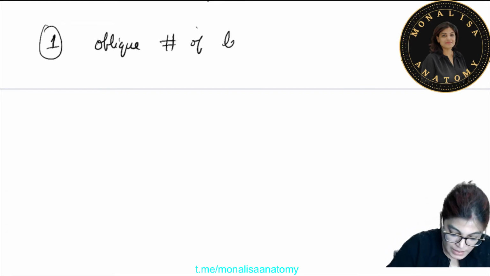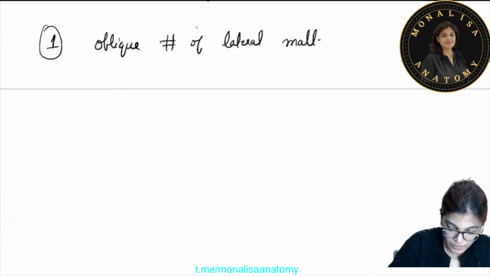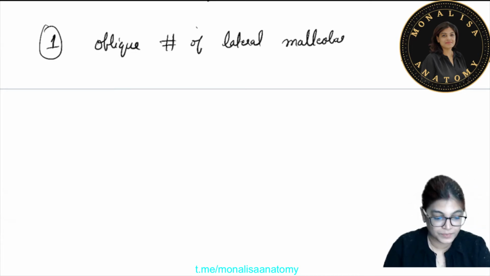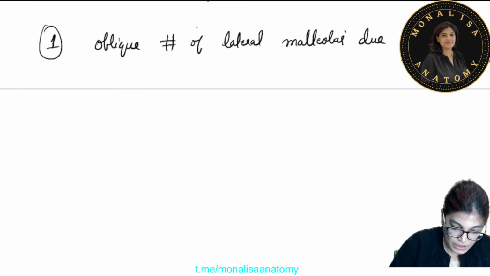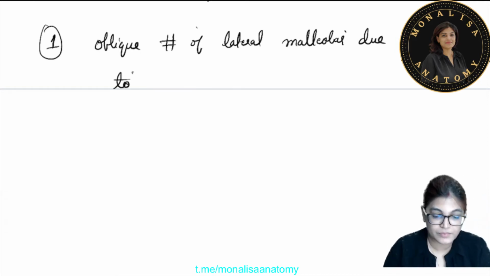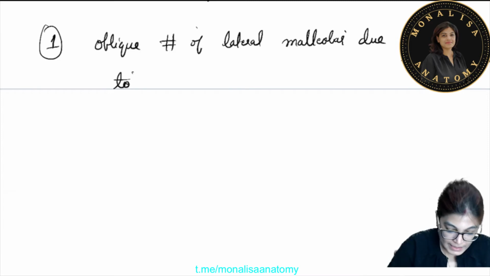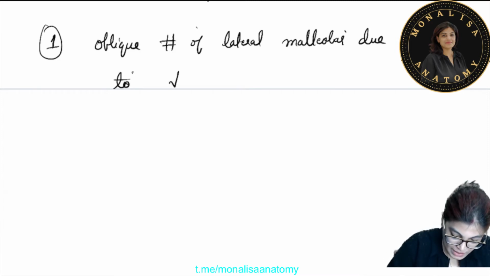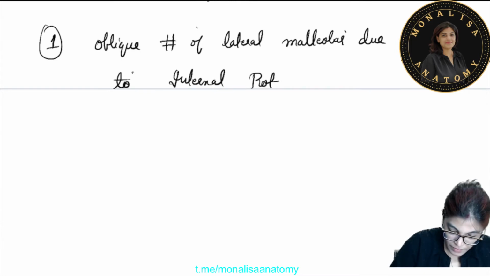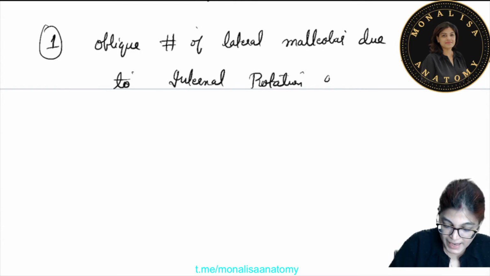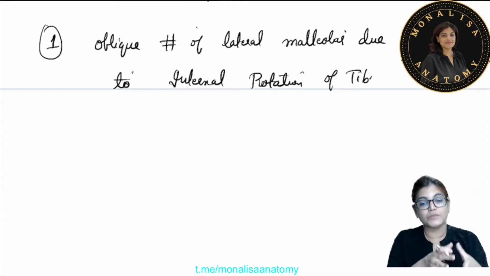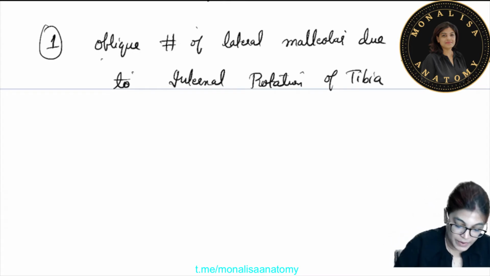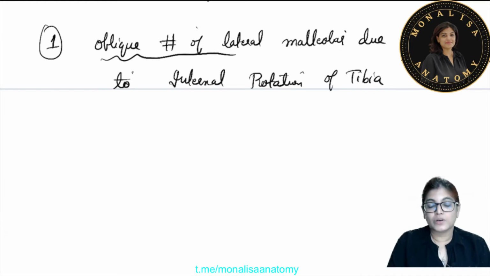So lateral malleolar fracture. What is the reason? It occurs due to internal rotation of tibia. Means tibia is internally rotated and because of that internal rotation there is oblique fracture of lateral malleolus. So lateral malleolus means the lower end of fibula.